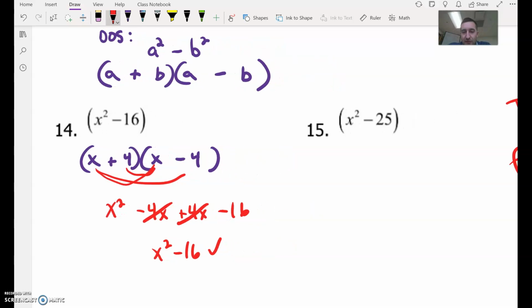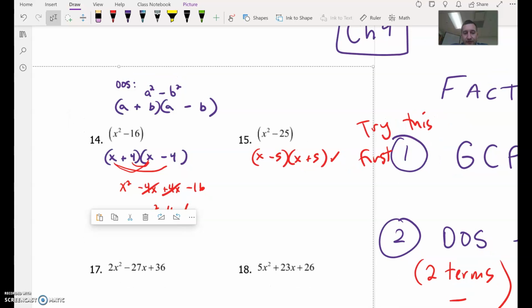I challenge you to try this one on your own because it's very similar. Pause the video, try it, and see if you get it right. Hopefully you paused the video because here's the answer. Okay, that's the difference of squares method.